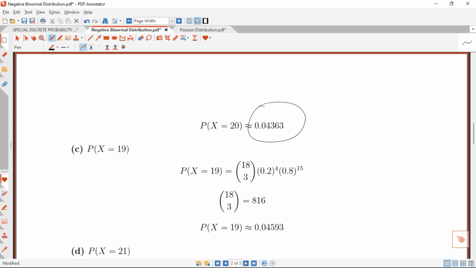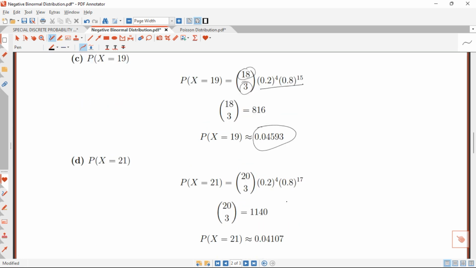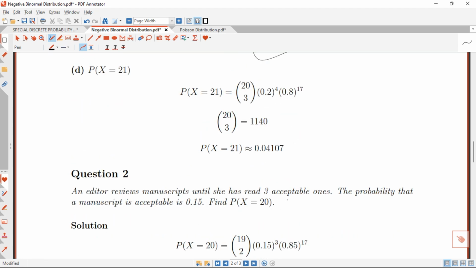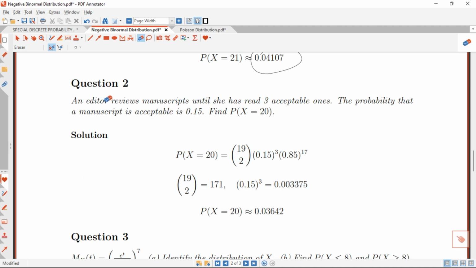For the probability that X is equal to 19, we are going to do the same thing. Once you subtract 1 from 19, you are going to get 18. Subtract 1 from 4, we get 3, and then this is what you are going to get. Punch it on the calculator and you get our answer to be 0.0459. And for the probability that X is equal to 21, we do the same thing, and we get our final answer to be 0.04107.